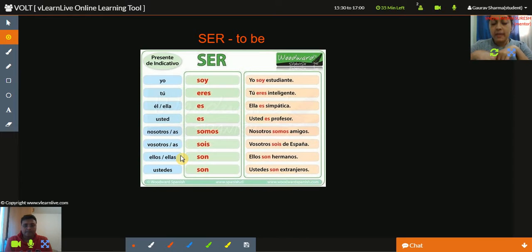Then we go on to ellos son hermanos. Ellos son hermanos means they are siblings or they are brothers. So again, for relationship, we use ser. Ustedes son extranjeros, which means you all are, again in a respectful manner, foreigners. So when you say you all are foreigners, we are again trying to talk about their origin or their nationality. It has to do something with their origin. That's why we use the word ser.